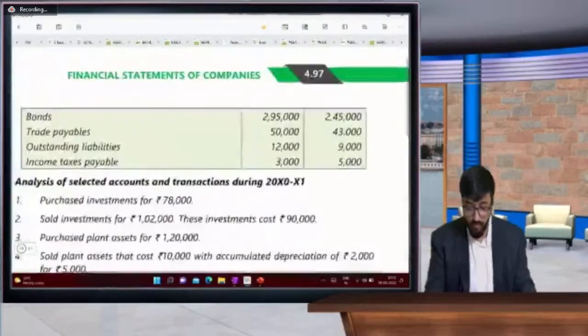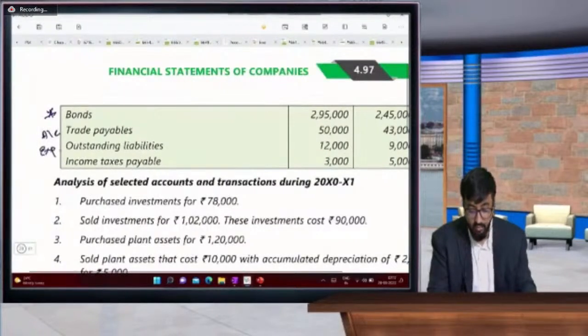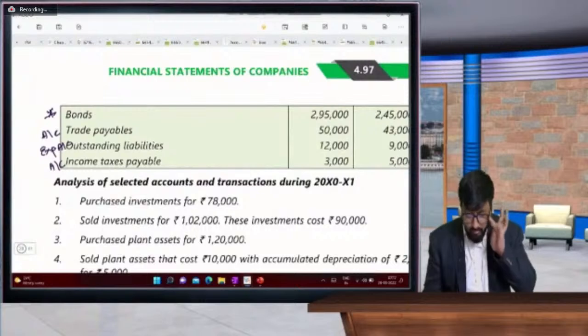Then bonds you are going to open. Trade payable account, outstanding liabilities, expense account, income tax account, and one more account is dividend account. Okay.